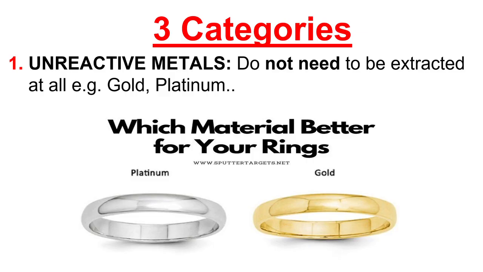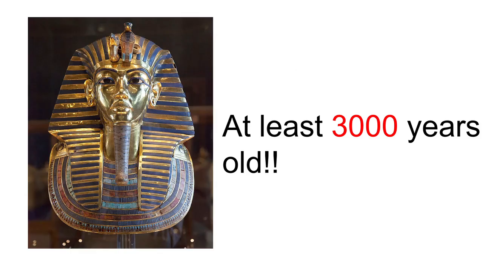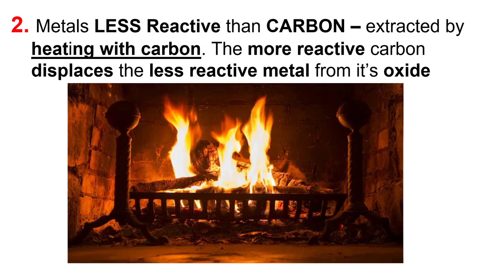There are 3 categories. 1, unreactive metals. These do not need to be extracted because they are unreactive. They do not combine with oxygen. That's like gold and platinum. So here's an old thing from the pharaohs in Egypt. That's gold, 3,000 years old, still in perfect condition because it's unreactive.